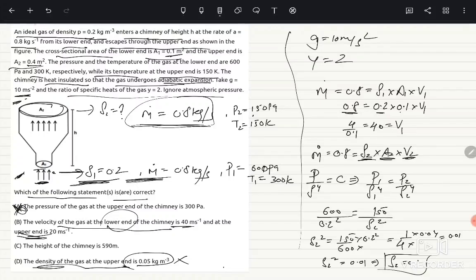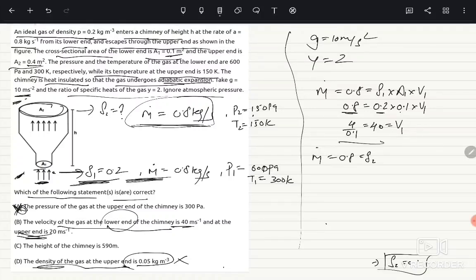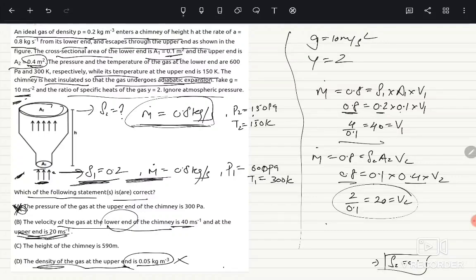Now we want to calculate the velocity at the upper end. So just remember the density at the upper end is 0.1. Using this in our previous equation, that is rho 2 A2 V2, putting the value of rho 2 as 0.1 and A2 as 0.4, we have to calculate V2. 0.8 by 0.4 is 2, and 2 by 0.1 we will get 20. Upper end velocity is 20, which is given in the B option. So B option is correct.